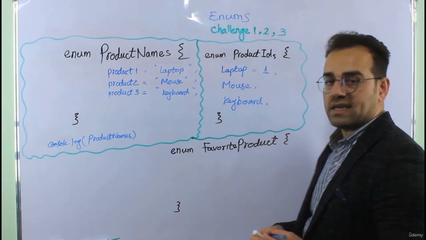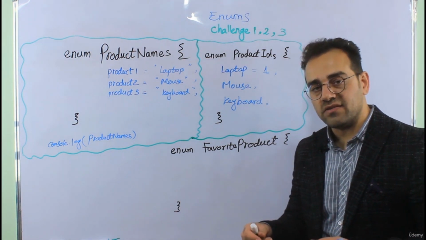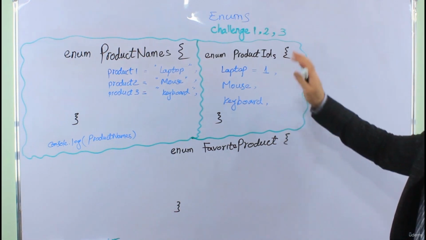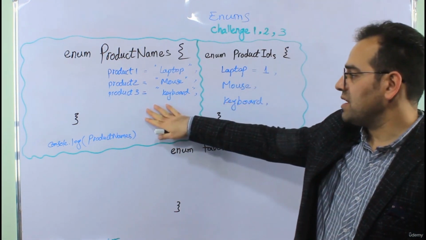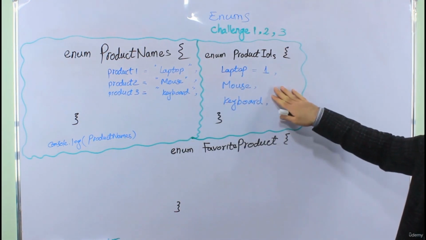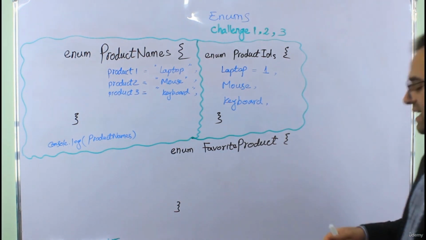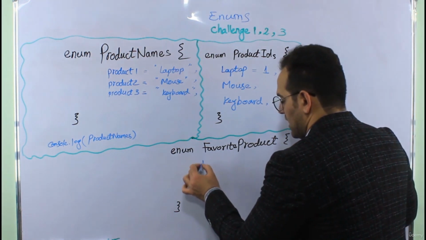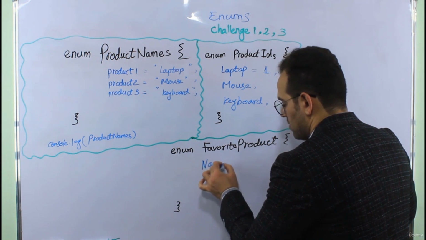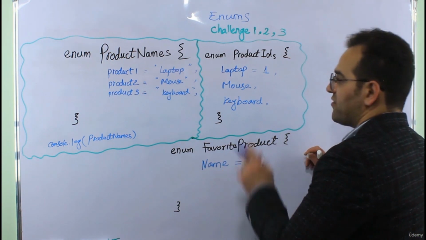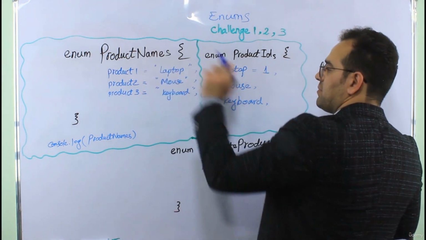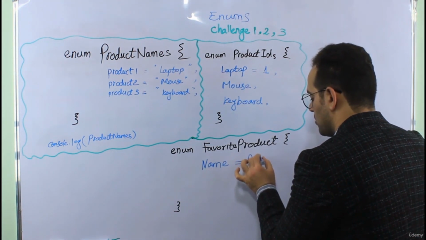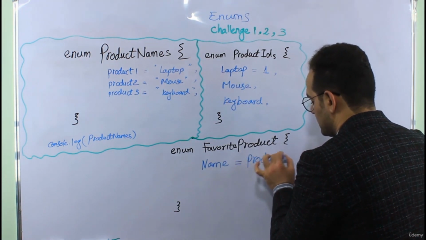I'm going to provide a name and an ID for our favorite enums. So I want to grab the name from here, and I want to grab the ID from here. So we need to provide a name and an ID. So the name is going to be equal to. So first off, I need to reference this enum by the name, which is product name. So let's just reference it first.